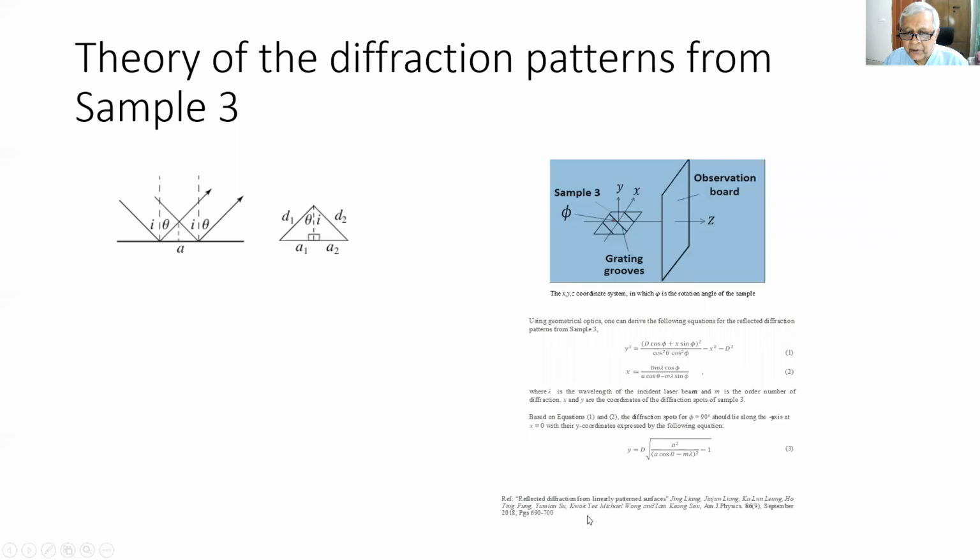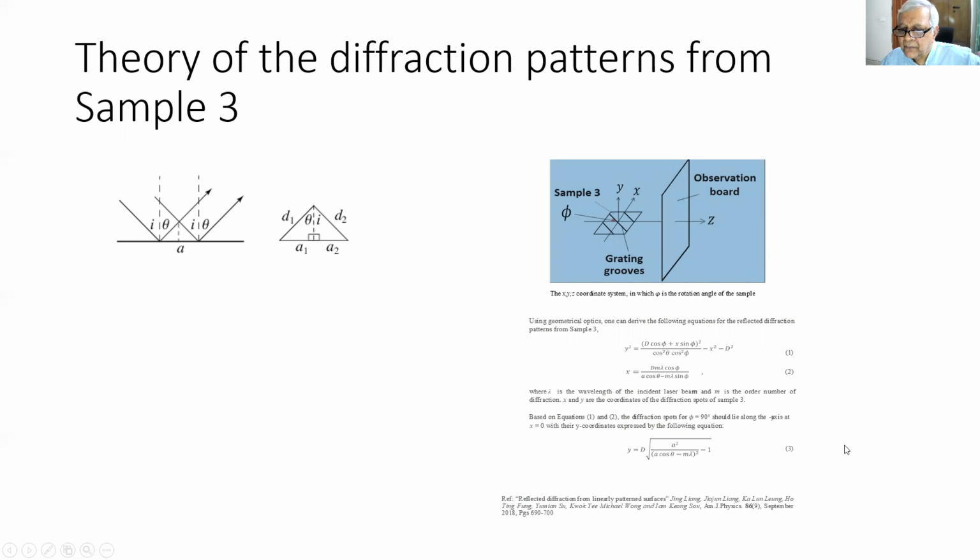For detailed derivation, one can refer to this paper, which I have quoted here: Reflected Diffraction from Linearly Patterned Surfaces. There are 5 or 6 authors. This is American Journal of Physics, 86-9, September 2018, pages 690 to 700. So, as is evident from here, if phi is 90 degrees, then of course x is equal to 0, and therefore we get a straight line for various y's. Y satisfies this equation. If we place x there and do a little bit of algebra, y is exactly equal to this.